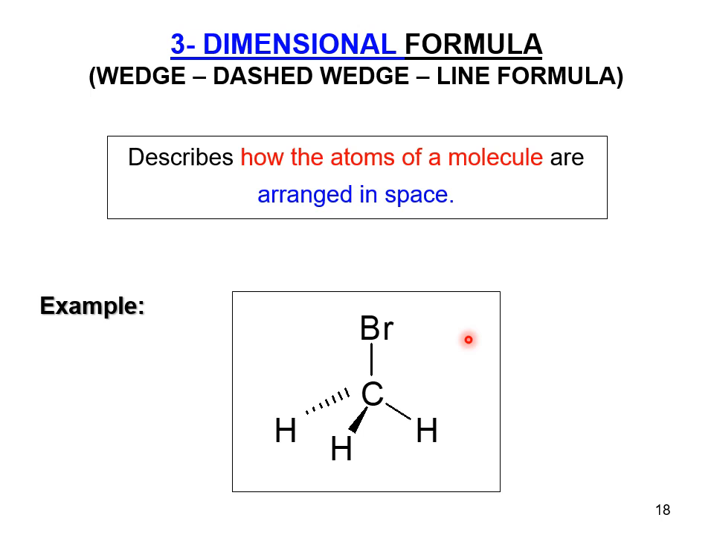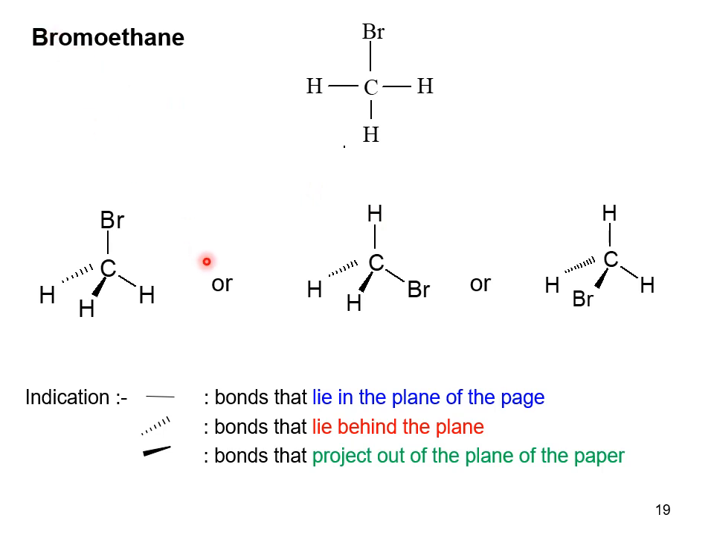Normally we apply this in the chapter haloalkene, to show the three-dimensional formula. Because we need to draw the mechanism for haloalkene, the SN1 and SN2, we need to show the three-dimensional structure. So this is another example of the three-dimensional structure for bromoethane. We can draw like this, Br, or we can move the Br over here, or over here, because it's a 3-dimensional structure. So when we rotate, the point of view is different.